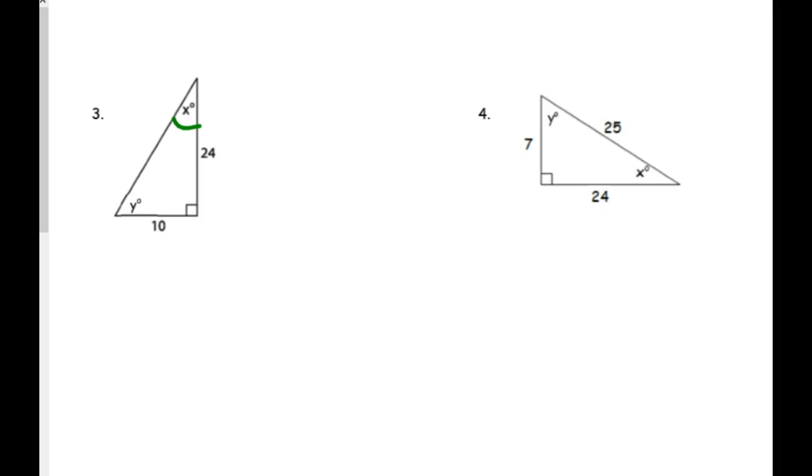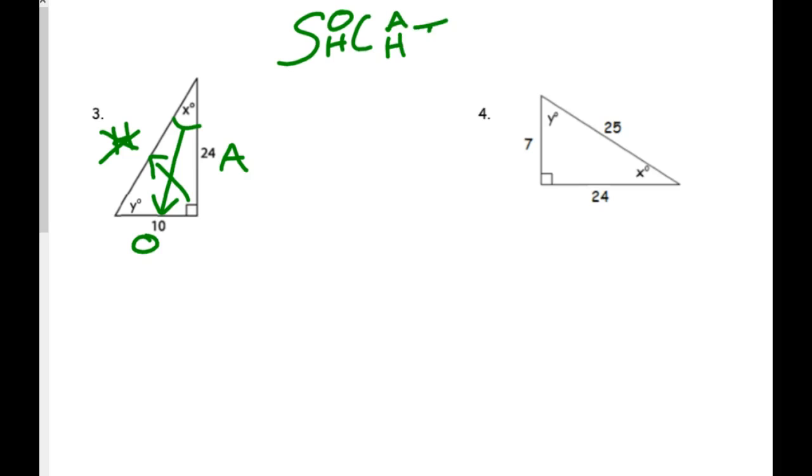So, x, so we're going to label O, H, and A. H is canceled out because there's nothing on H. So, OA. Now, OA is TOA, yeah? So, tan x equals what over what? O over A is 10 over 24.